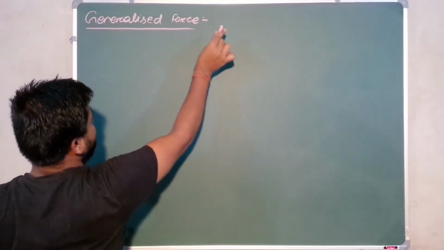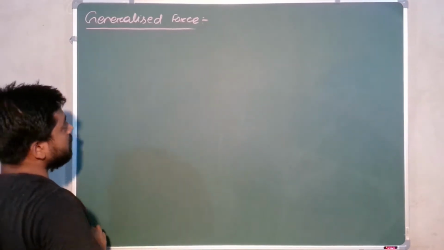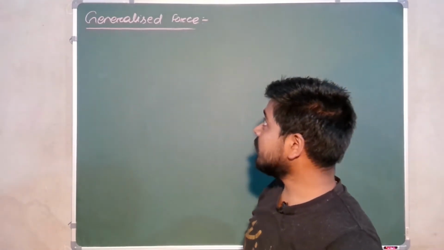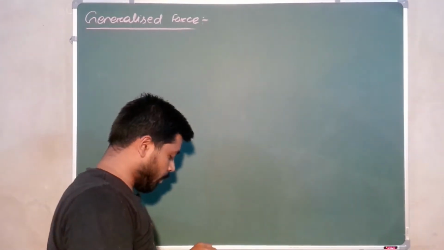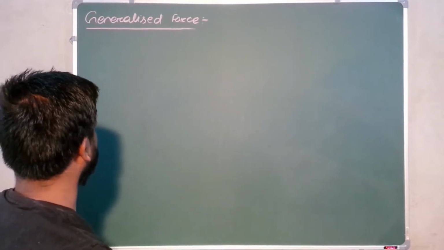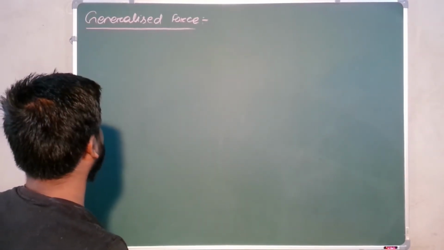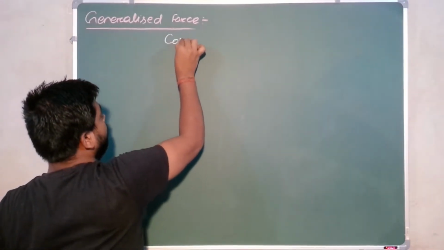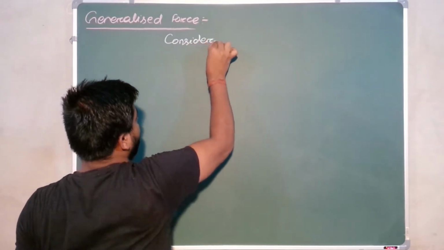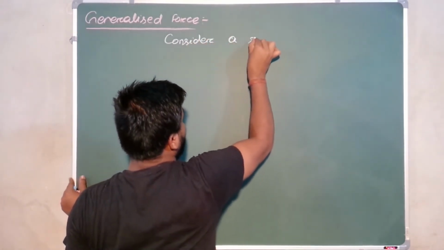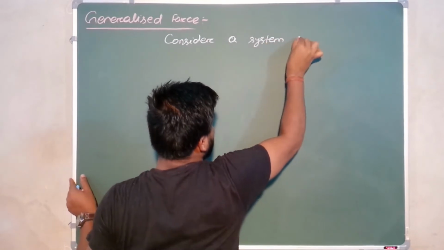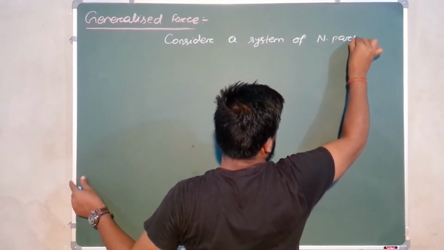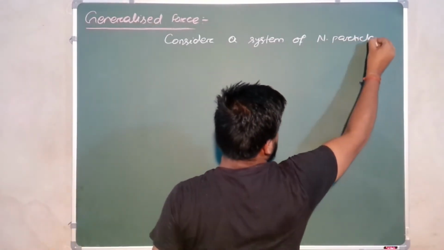We already discussed generalized coordinate, then generalized displacement, then generalized velocity, then generalized acceleration, and finally generalized force. Okay, let's see generalized force. What is generalized force? Just first consider a system of n particles. Okay, that is a system consisting of n particles.